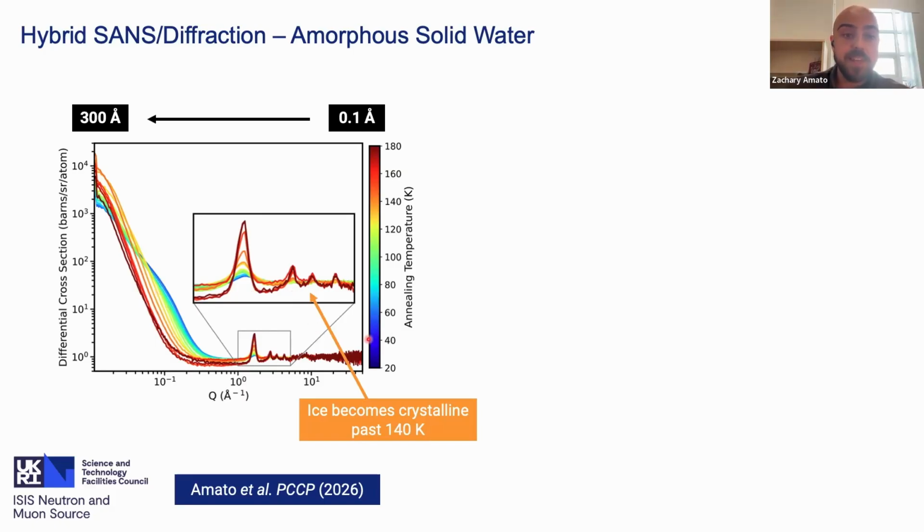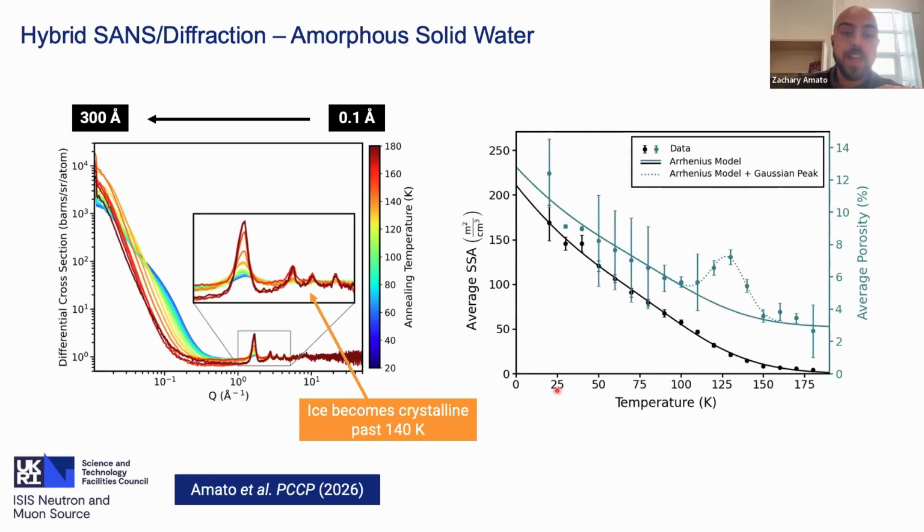We can see when we anneal this sample that was deposited at 40 Kelvin, that past 140 Kelvin the ice becomes crystalline because these Bragg peaks appear, and there's a flattening of the curve that you can see on the left, which has to do with a loss in porosity and surface area, which we can get quantitative values for, and so on.